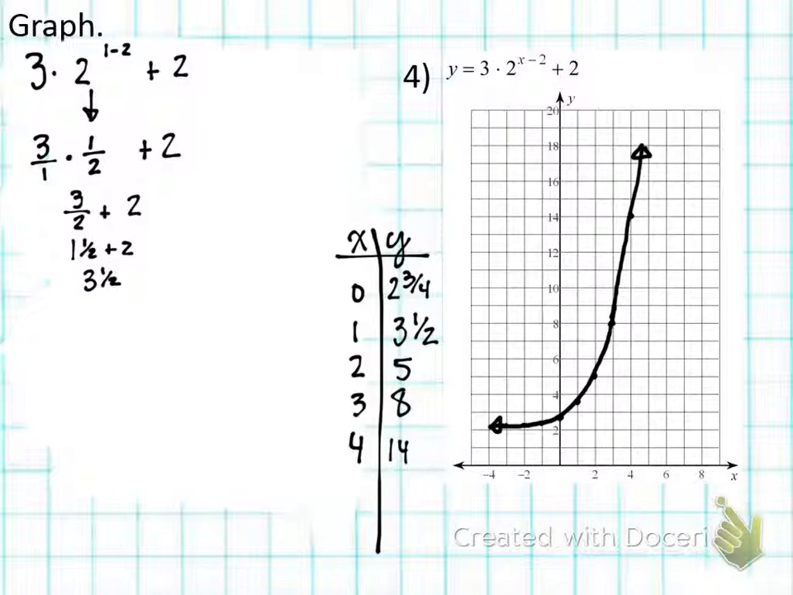And then again, last step, we need to identify if it's exponential growth or decay. What is it, class? Growth. So we'd say exponential growth. And that's it. Okay. And that concludes this lesson.